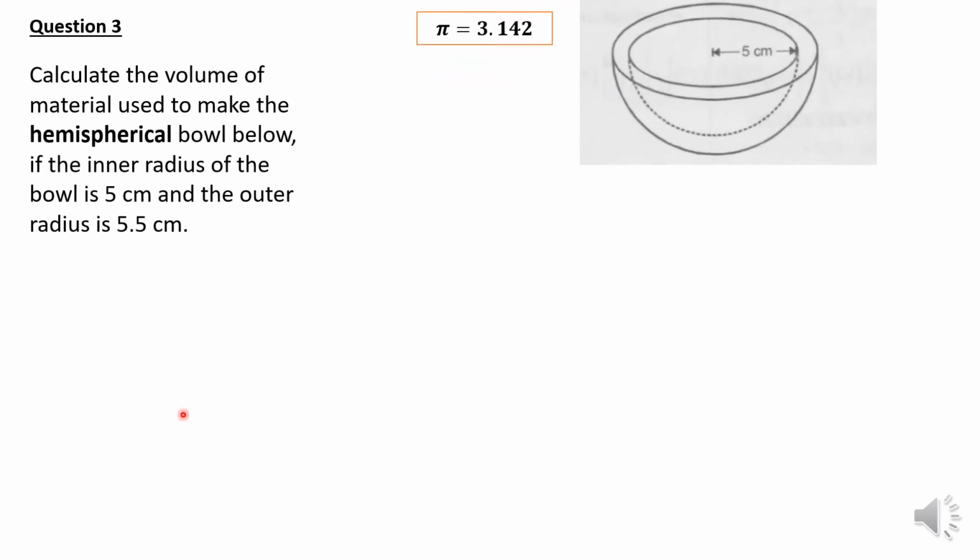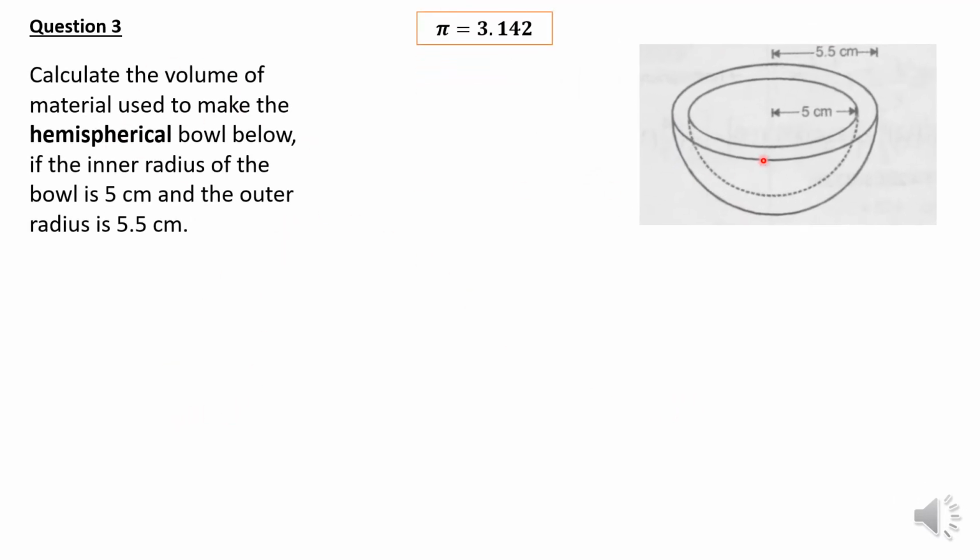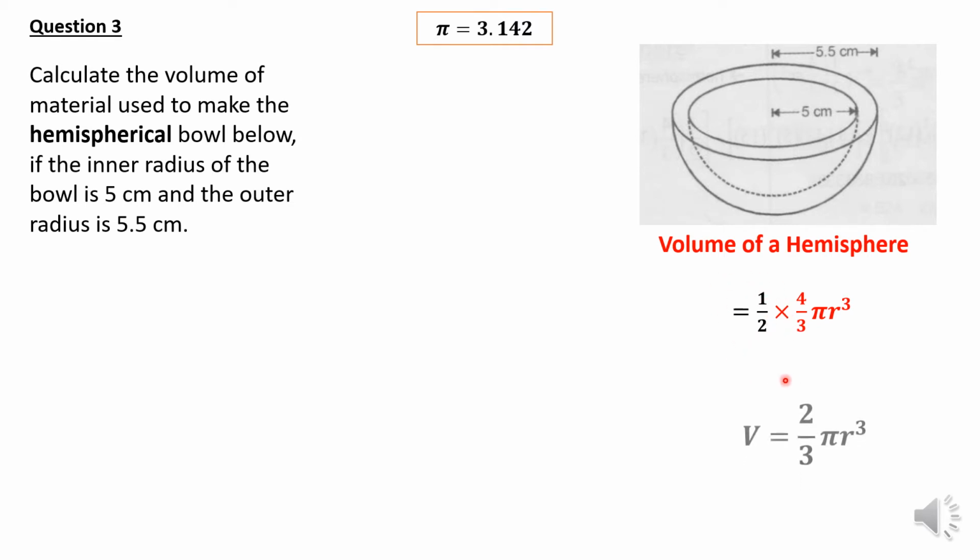Question 3. They are asking us to calculate the material that is used to make this hemispherical bowl that you can see here. It's not actually below, right? It's next to it. So the inner radius is given to you as 5 centimeters, and the outer radius of the big one here is 5.5 centimeters. So the volume of a hemisphere, again, if you look at the volume of a sphere, is 4/3 pi r cubed, but for a hemisphere I therefore need to multiply by a half. So this is the formula that I'm going to use.